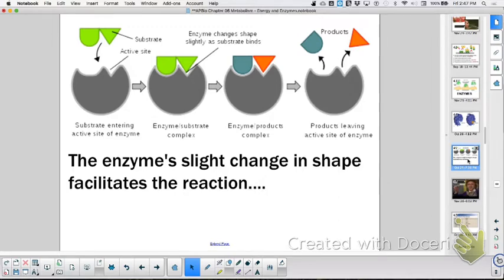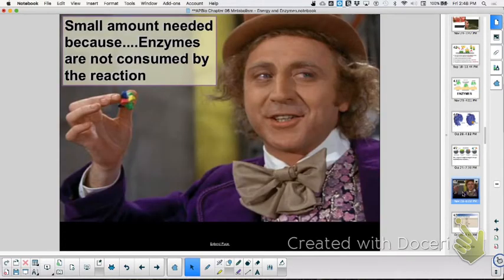It's like if I was trying to make two phones come together, right? The active site is my hand, but to facilitate, I might change my shape momentarily. I have now made the two-phone complex, and then I release, and I'm able to combine other phones and other phones. So it's just a temporary change. I only need a little bit of enzyme because it can be reused again and again and again.